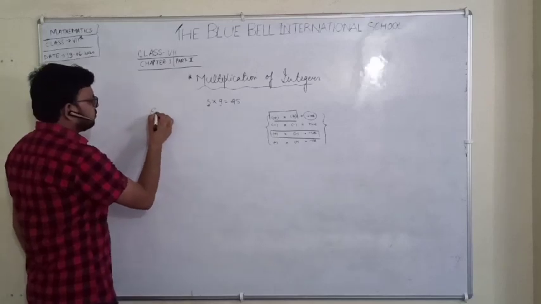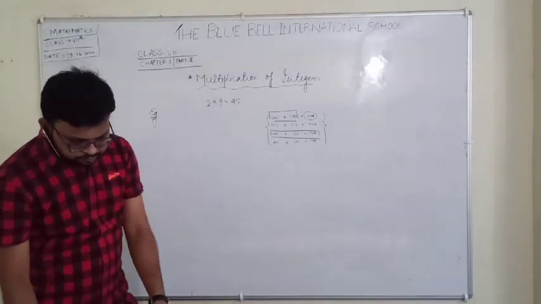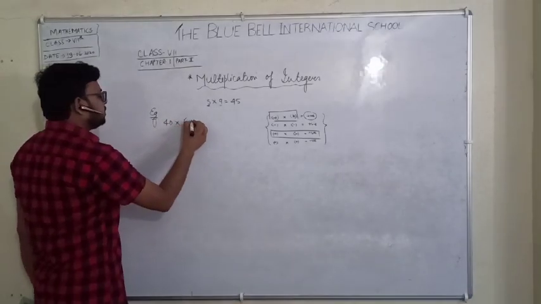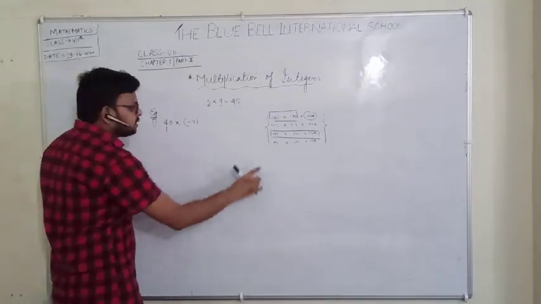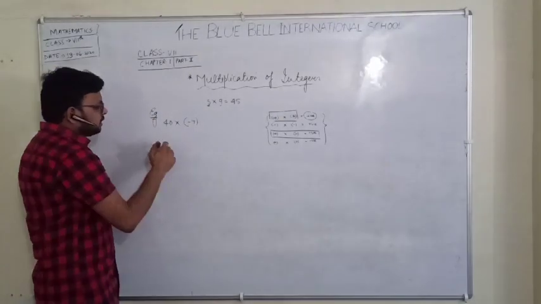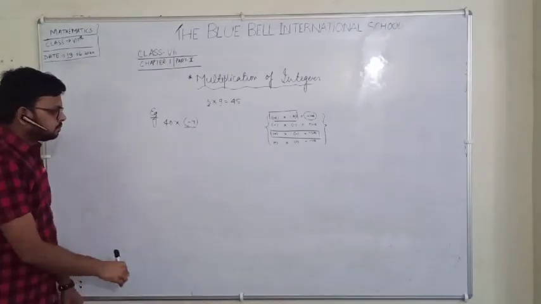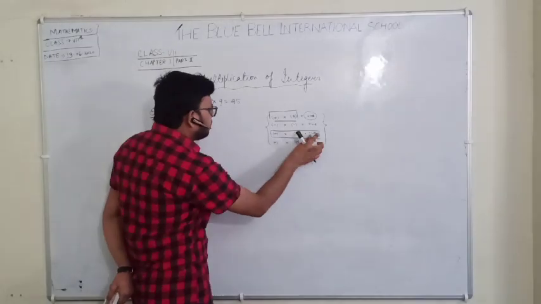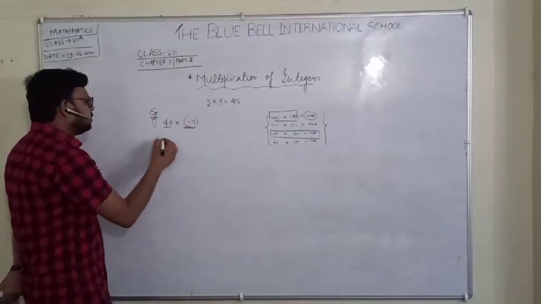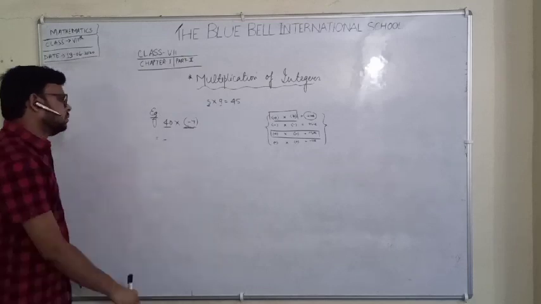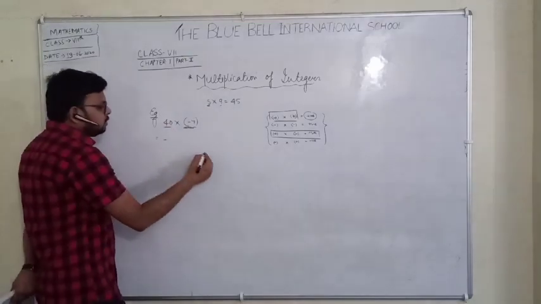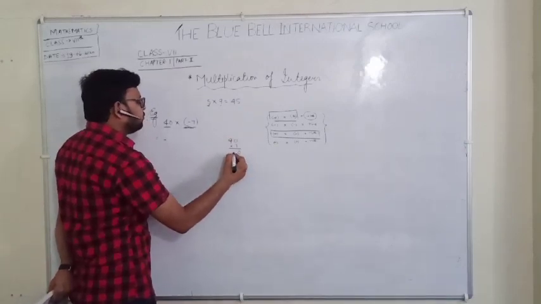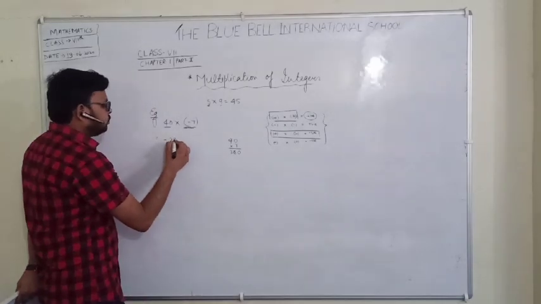Let us look at some examples. Suppose 40 into minus 7. 40 is the first number, which is positive, and the second number is minus 7, which is negative. First number positive, second number negative, so the answer will be negative. And what will be its value? Just multiply 40 by 7: 7 into 4 is 28, which means 280 is the answer.